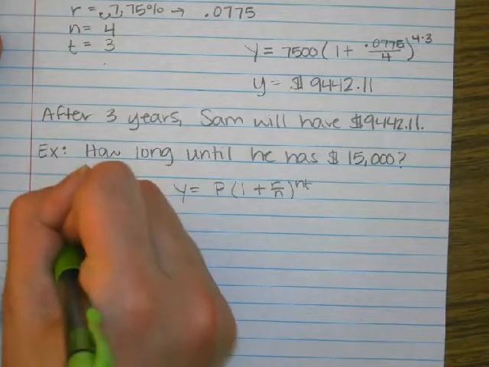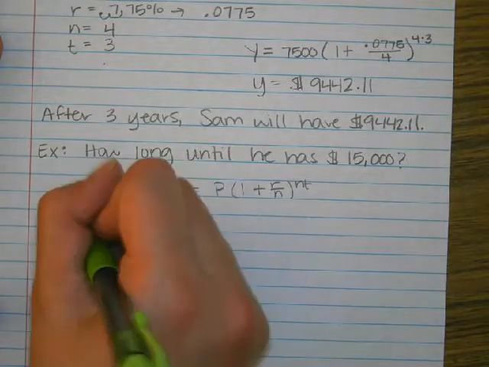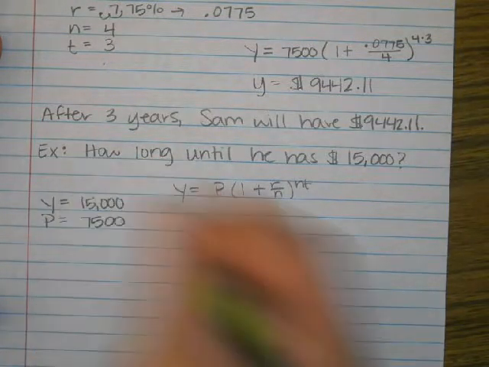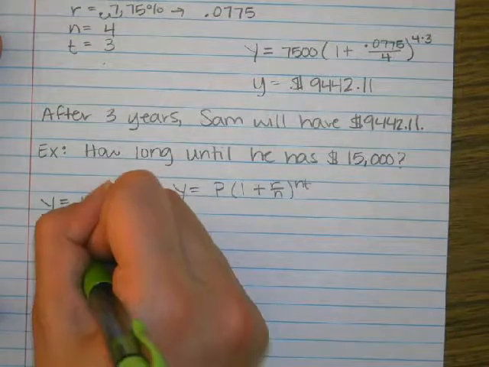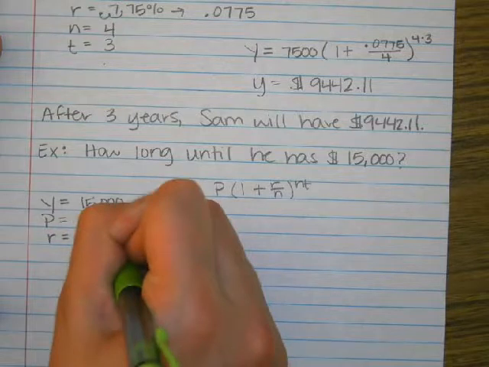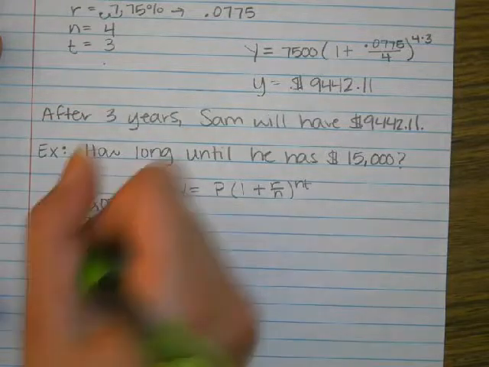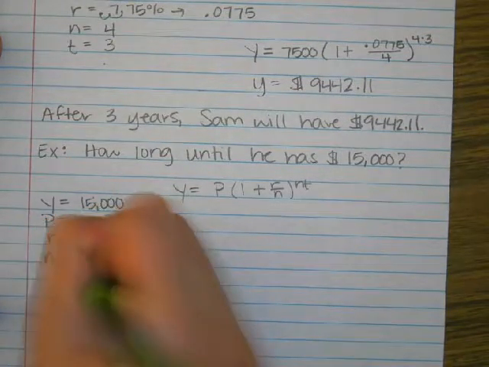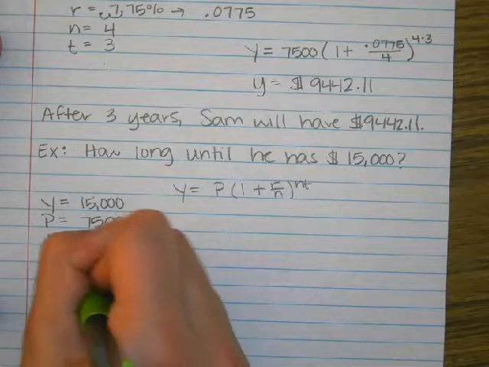Do we know what the initial amount is? Yes, it's still 7,500. That hasn't changed. That's what he started with. Do we know what the rate is? Yep, that's still the same, 0.0775. Do we know how many times it's compounded each year? Yes, it's still quarterly, right? Do we know how many years? No, that's what we're solving for this time.